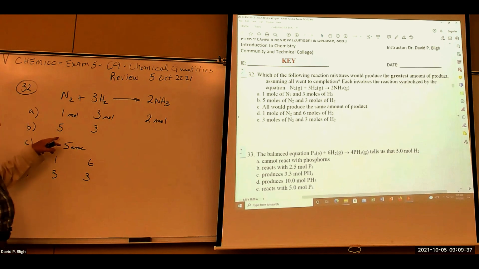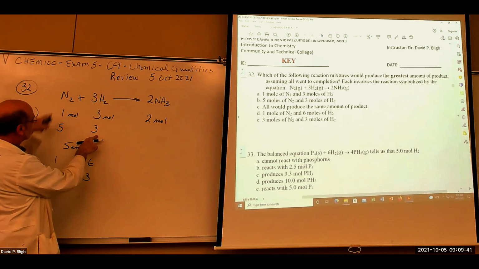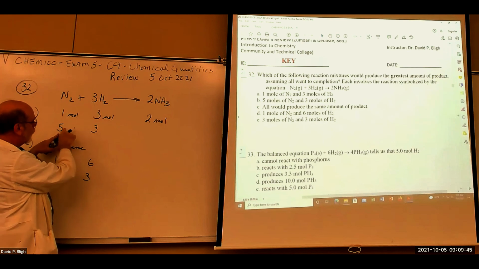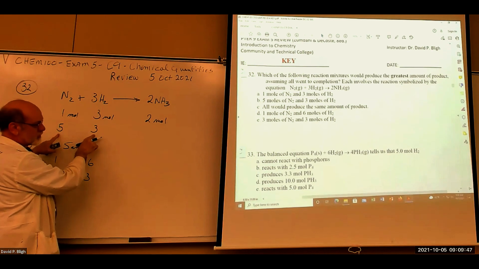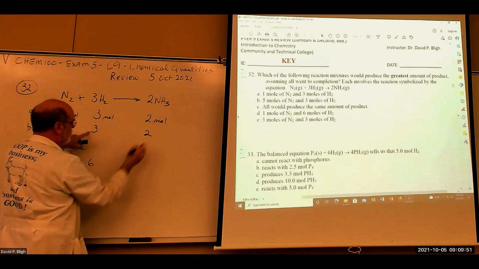How about this one? Well, you've got 3 moles here. You only need 1 mole of nitrogen. All of these are going to be consumed, and they'll produce 3 to 2.